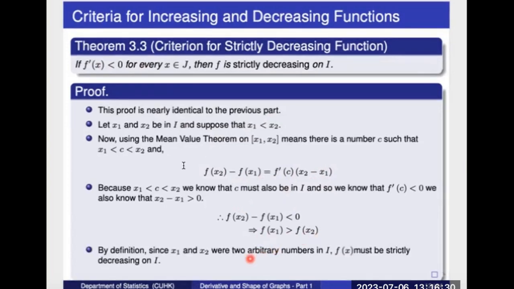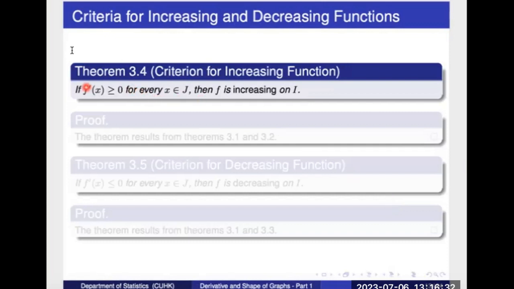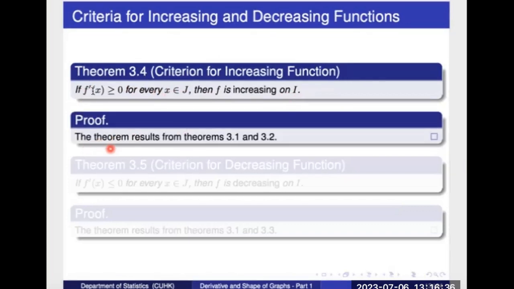Now, focus your attention on this theorem. If f prime of x is greater than or equal to 0 for every x in the interval j, this implies that f is increasing on the interval I. The proof of this theorem results from combining the previous two theorems we discussed.